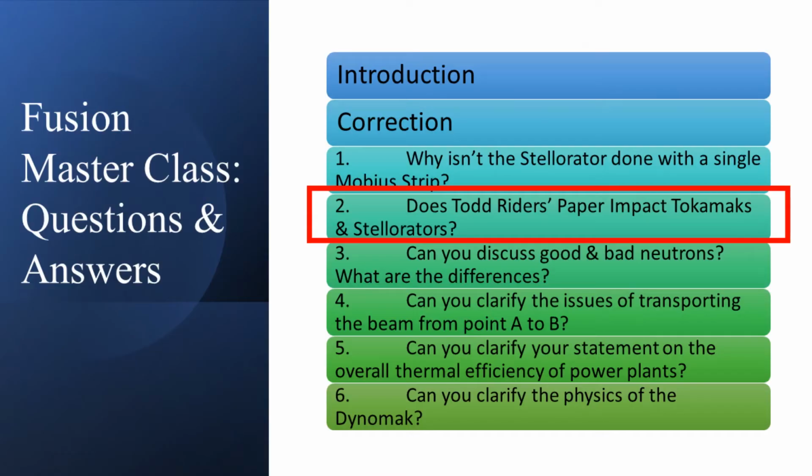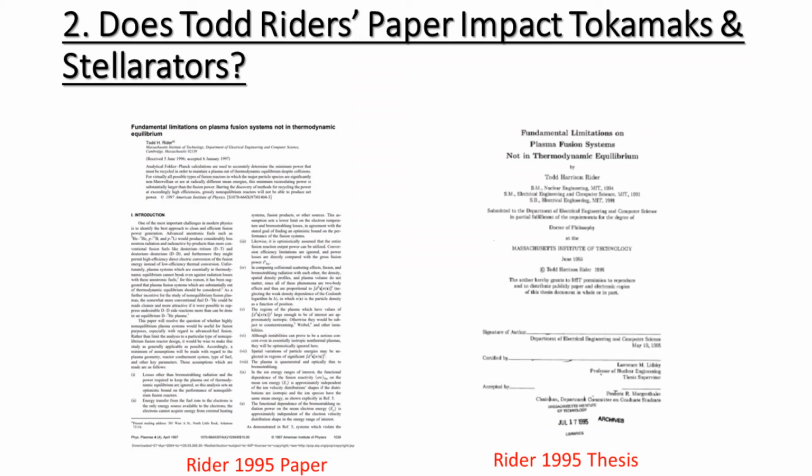So the second question is, does Todd Ryders' paper make significant claims about Tokamaks or Stellarators? I mean, if it does shoot down a bunch of concepts, are these included in that? And why would they be included in that? So just to back up, Todd Ryders' work was at MIT in the mid-90s. He published 2 papers and a thesis.